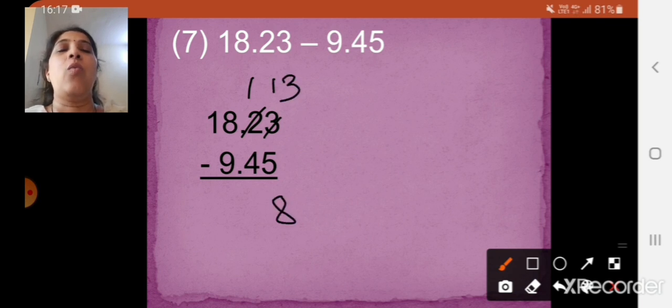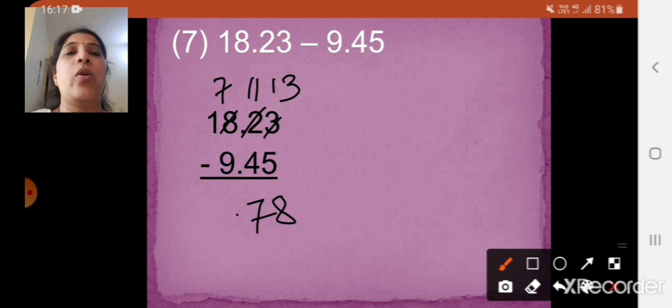8. Now 1 minus 4. You cannot subtract 4 from 1. So you are going to borrow 1 from the units place. So in the units place it will become 7, and in the tens place it will become 11. So 11 minus 4 is how much? 7. Now see the decimal point and put a decimal point over here.